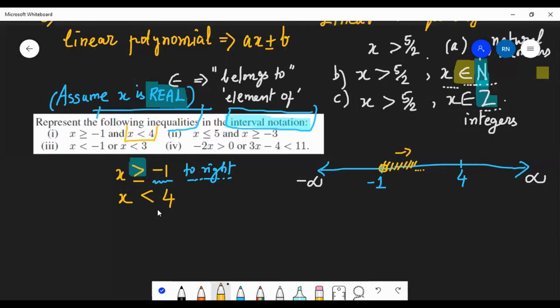X is less than 4 also. As you can see, the less than symbol implies going to the left. To the left of what? To the left of 4. But you have to stop to the left of 4. So that means you have to maintain both: to the right of -1, but to the left of 4. You cannot go beyond 4 to the right of 4.